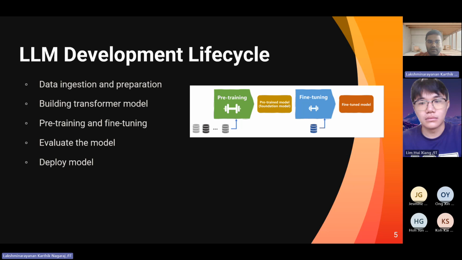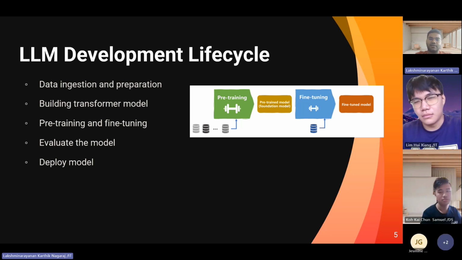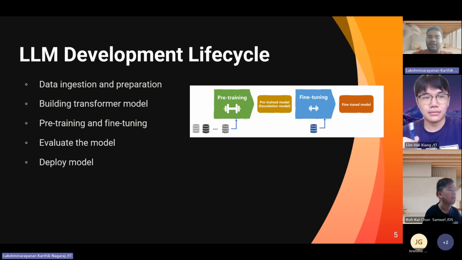So how are these large language models developed? What is the so-called life cycle for this? Usually it's quite simple. If you have machine learning knowledge, this is like the basic steps of how it works. First, you get the data. Data will never be what you expect it to be. It's going to be in a clutter of mess. So in order to get it the way you want it, you have to clean it and prepare the data. That's the first step: data ingestion and preparation.